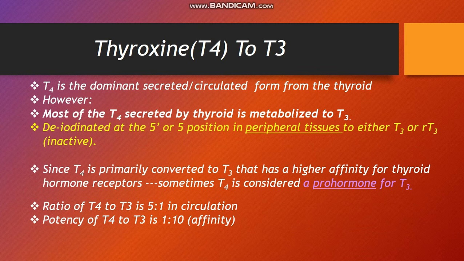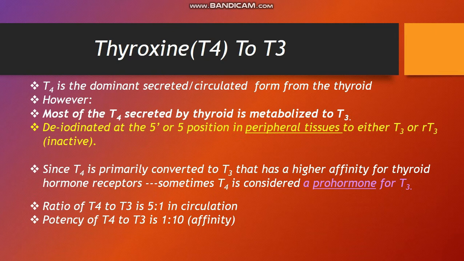Since T4 is primarily converted to T3, which has a higher affinity for thyroid hormone receptors, sometimes T4 is considered a pro-hormone of T3. This is more elaborative. Ratio of T4 to T3 is 5 to 1 in circulation. Potency of T4 to T3 is 1 to 10.